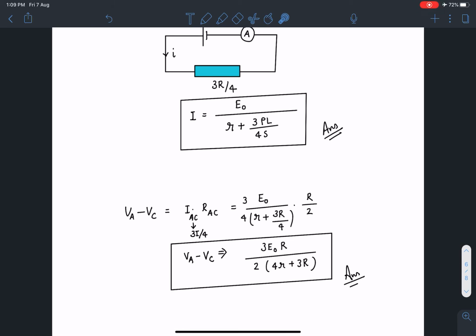I hope you have enjoyed this question and you have learned some new way of using the symmetry.